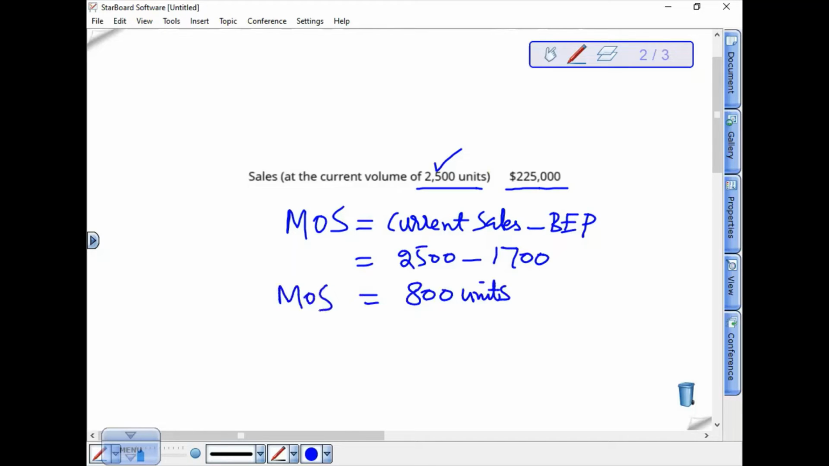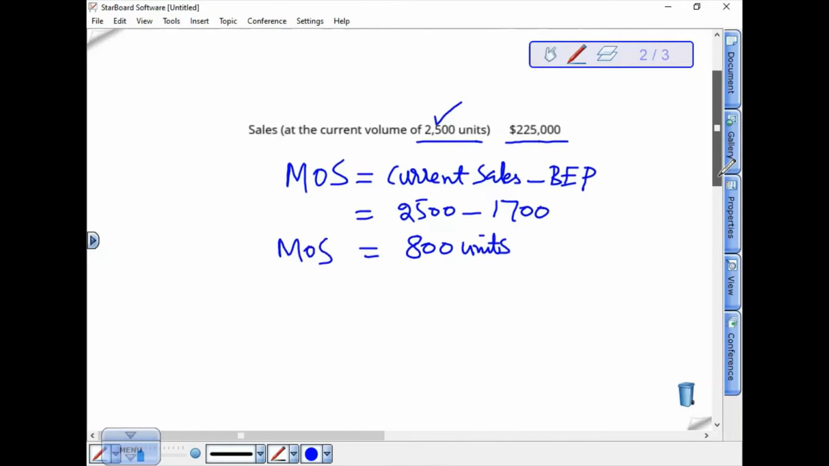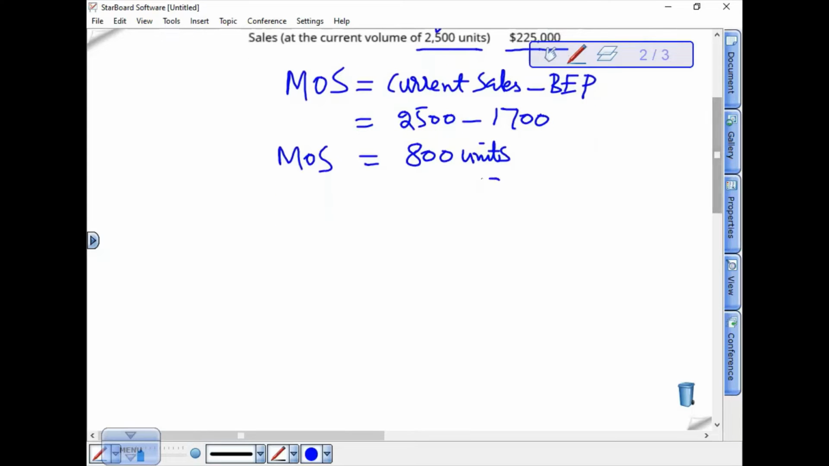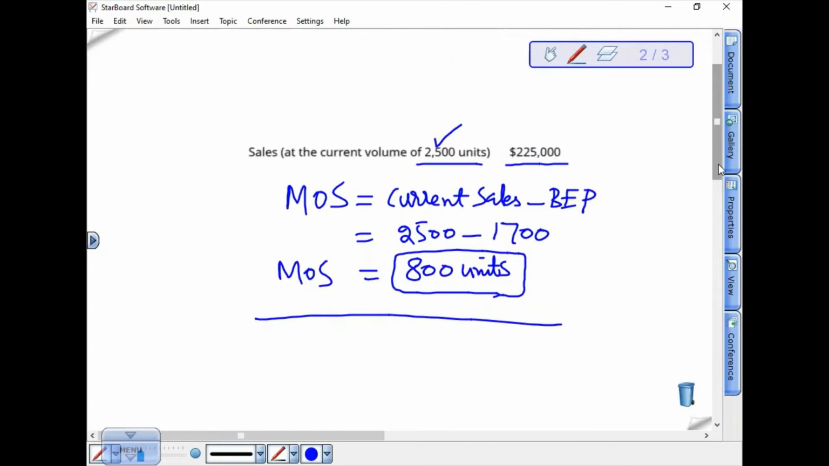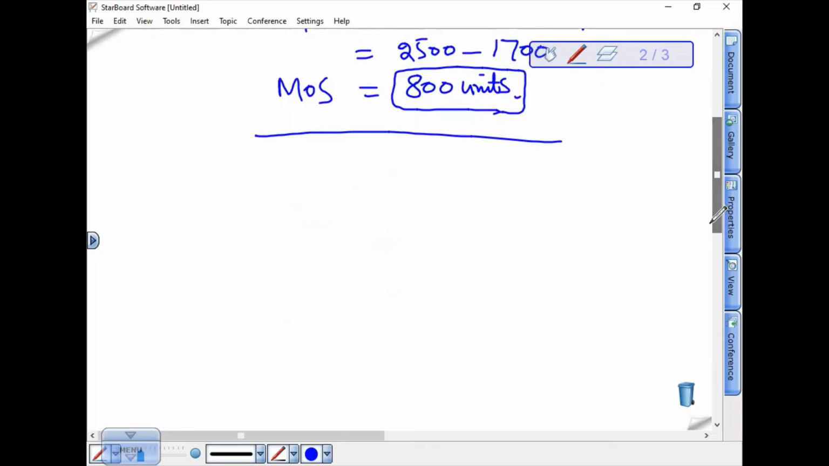If our current level of sale is 2,500, then we have margin of safety of 800 units. What does it mean? Margin of safety means how much decline from our current sales is acceptable by the business. So from our current sales, if we start declining, then up to 800 units we can accept the decline from our current sales. This is margin of safety.